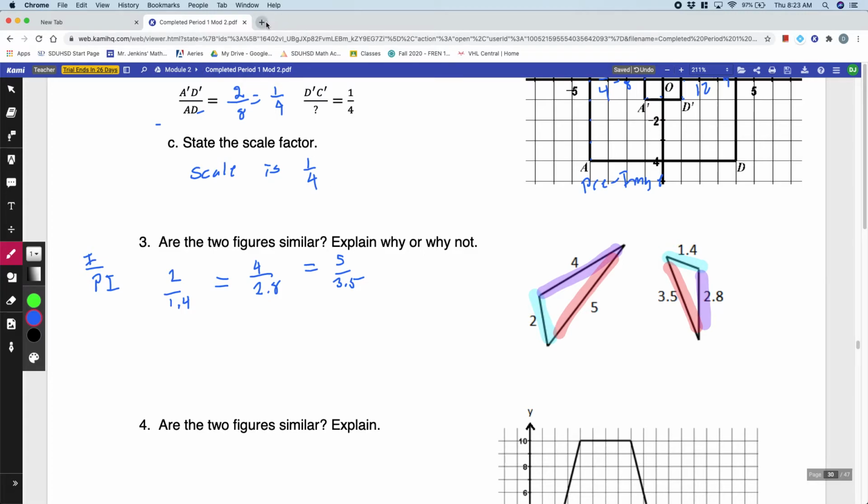So if I went ahead and did this on a calculator, let's see what that would look like. Okay, so let me bring up my calculator.